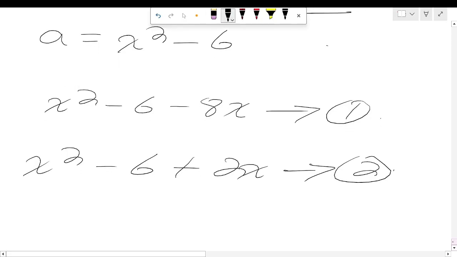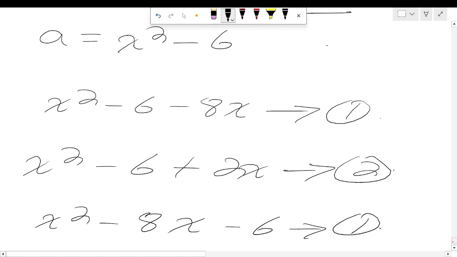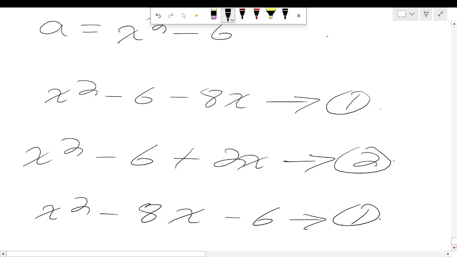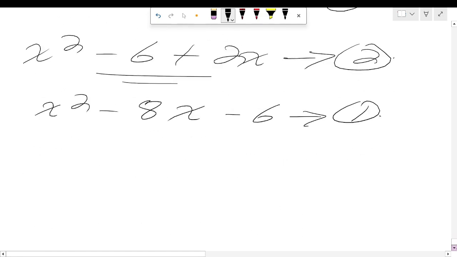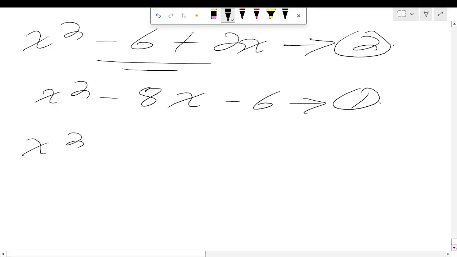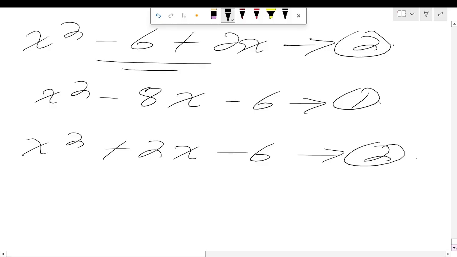So for the first equation, we will write x square minus 8x minus 6. This will be the corrected one. And then for the second, we will write x square plus 2x minus 6. So this is our final answer for question number 18.